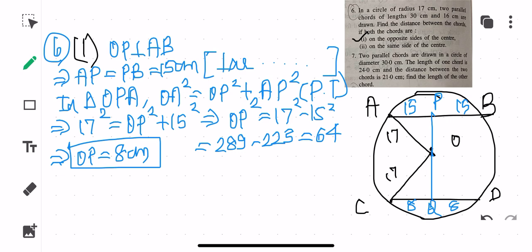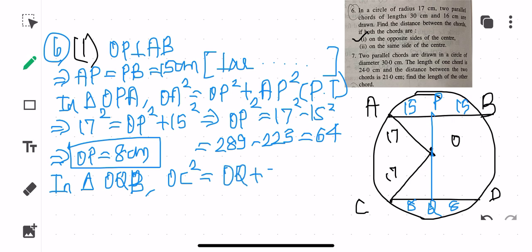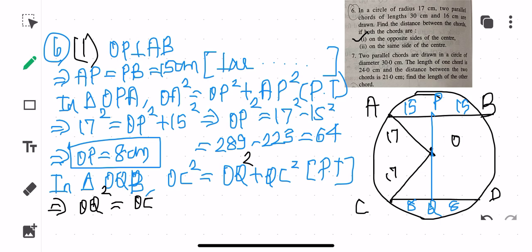And now we will be moving to the next triangle, that is triangle OQB. In triangle OQB, similarly, you will find that OC square is equal to OQ square plus QC square, and this is by Pythagoras theorem. Then you will write that OQ square will be equal to OC square minus QC square. This in turn is 17 square minus 8 square. So OQ is going to be equal to 15.